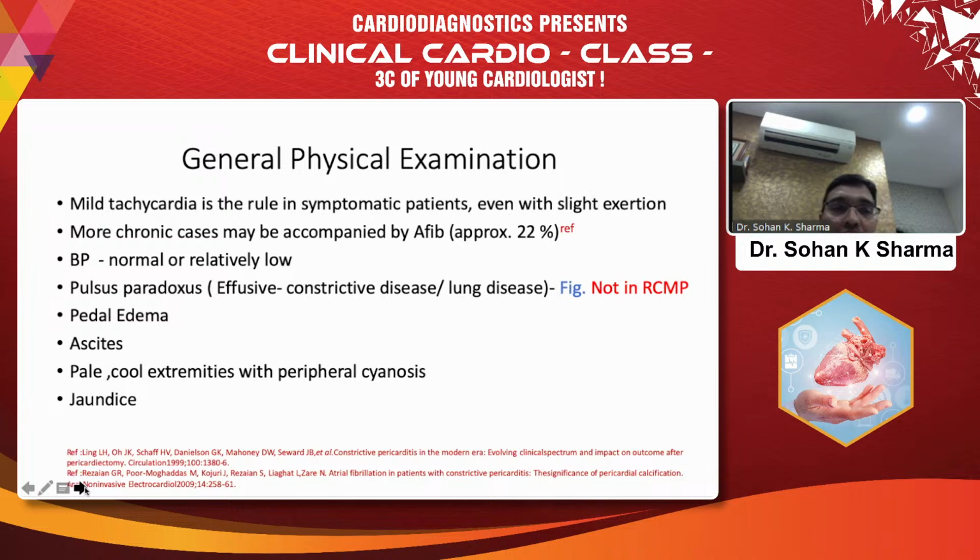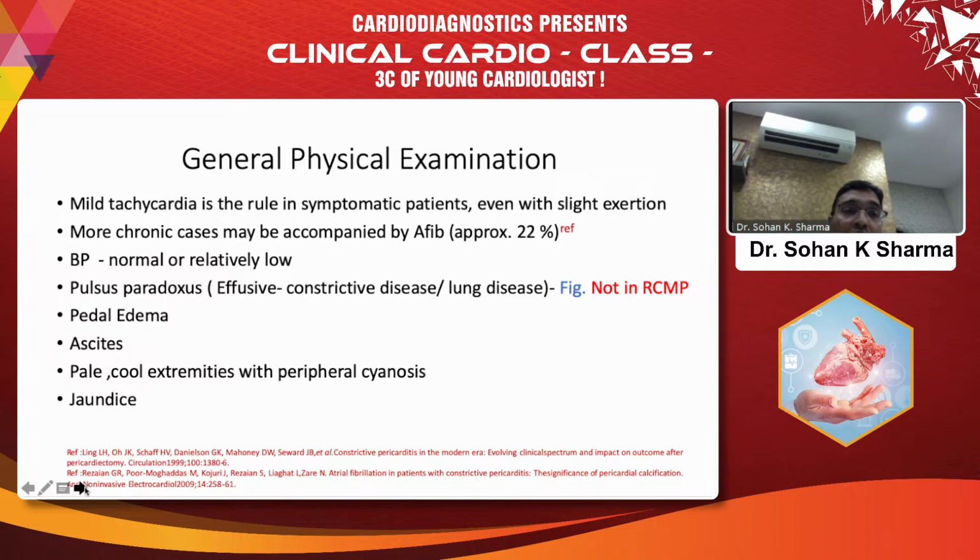On the physical examination, mild tachycardia is the rule because of the fixed stroke volume; increasing the heart rate improves the cardiac output in these patients. More chronic cases may be accompanied by atrial fibrillation, seen in nearly 22% of the cases.